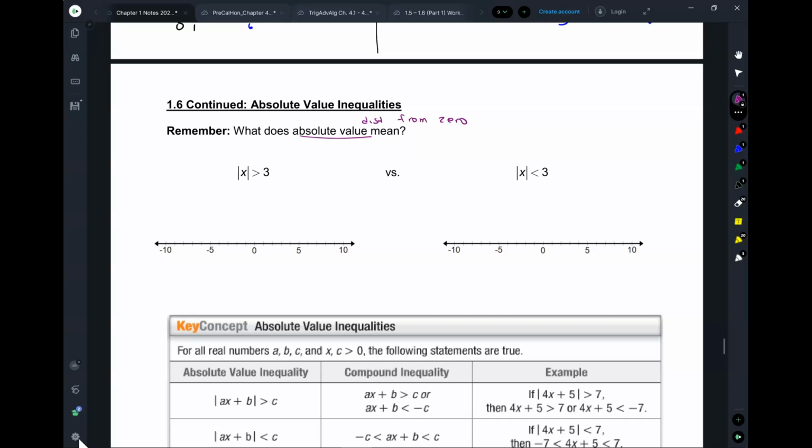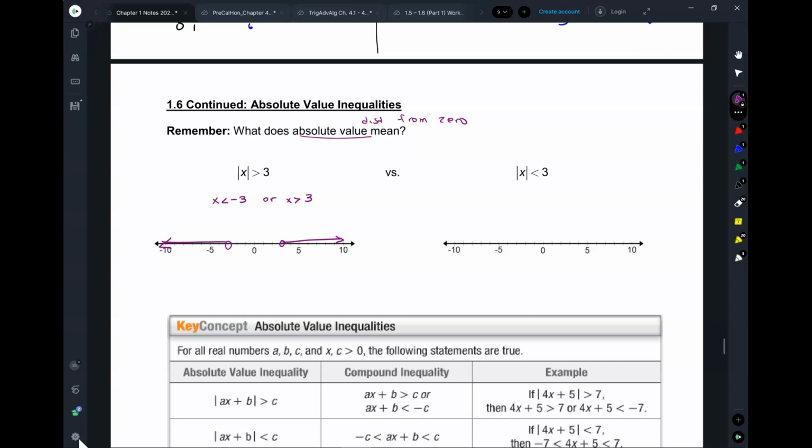from 0. Okay, so if we go 3 units from 0, that's here and here. But I want my number to be farther than that away from 0. So it's basically that region and that region, right? And if we were to write that, it's x is less than negative 3 or x is greater than 3.